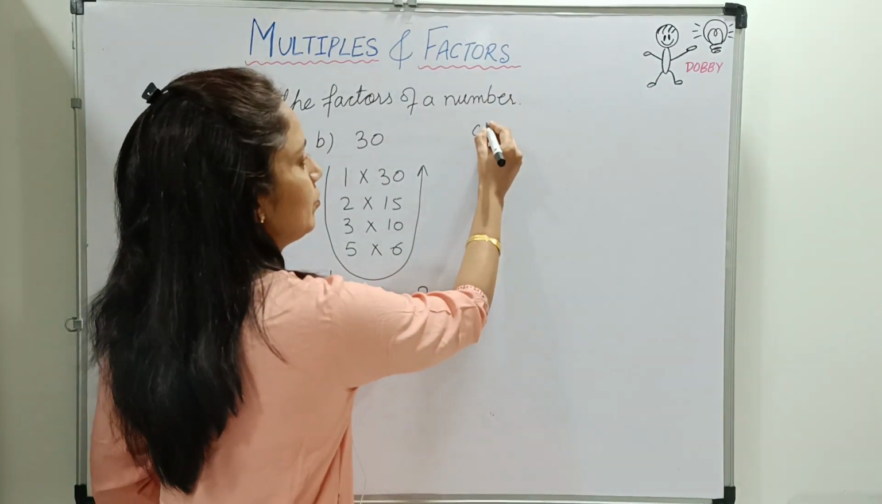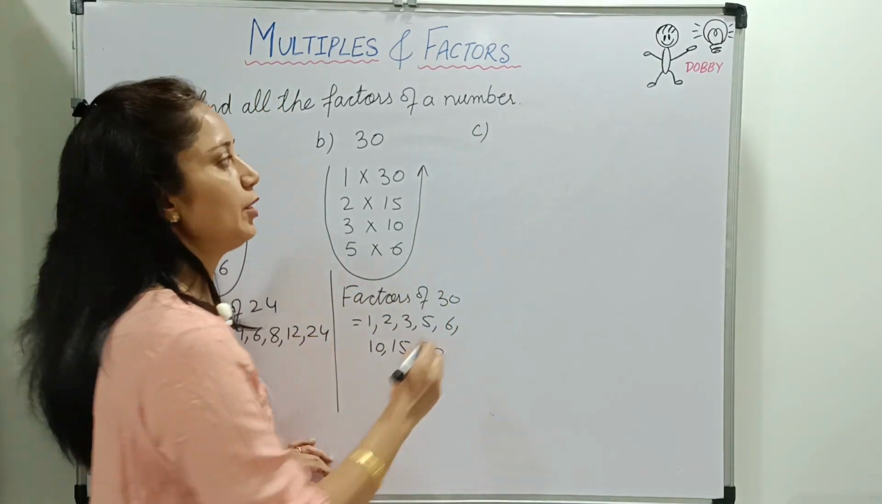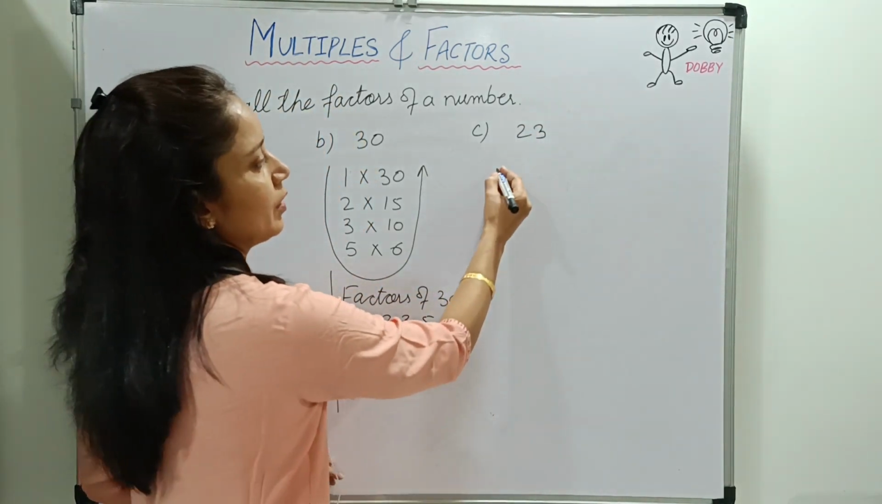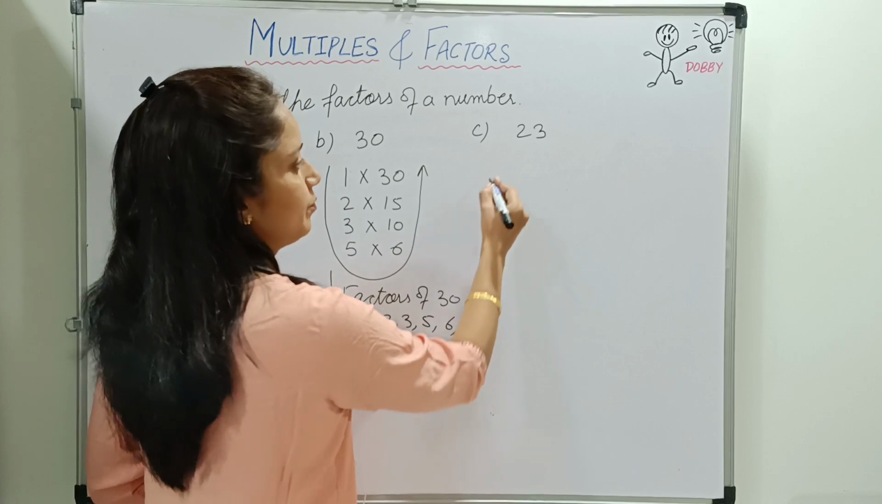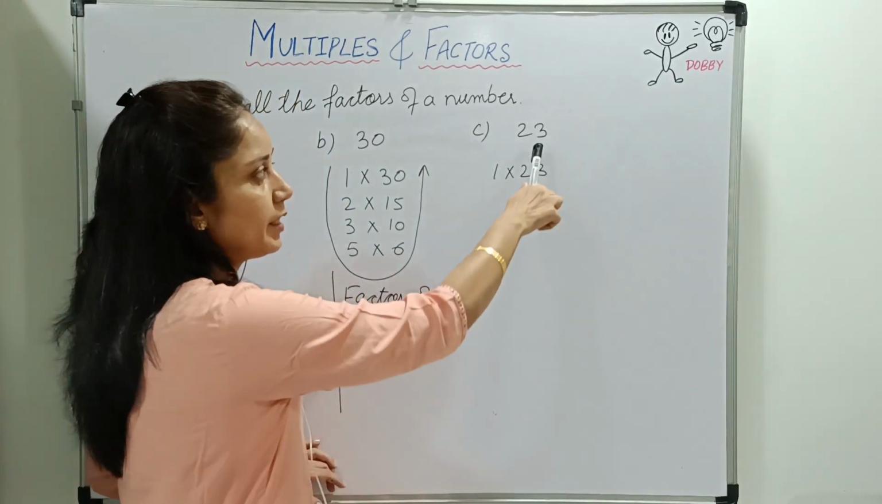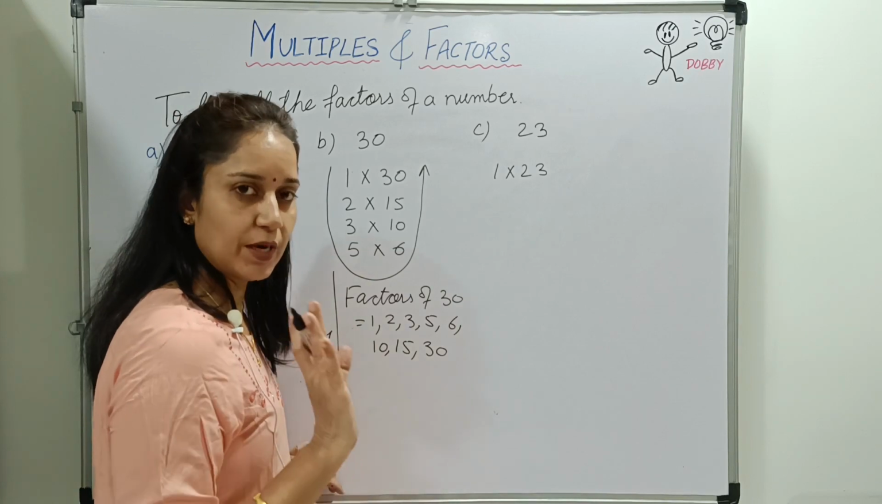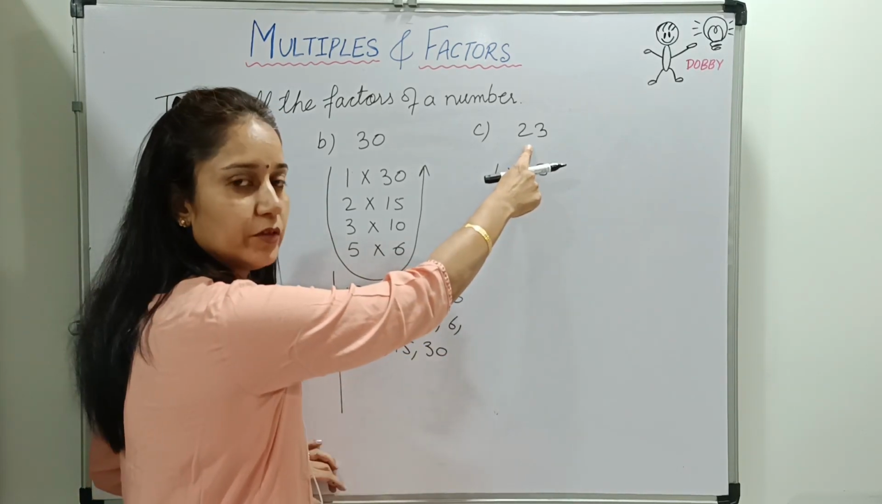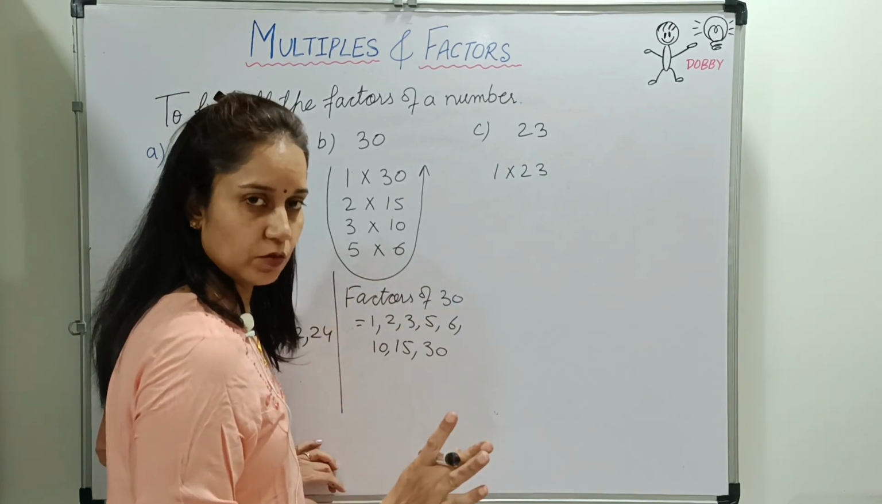Let us check out one more example. The number 23. Starting with the table of 1. 1 multiplied by 23 is 23. It's an odd number, so it won't be divisible by the table of 2. Going to table of 3. 3 sevens are 21, 3 eights are 24, 23 does not come.